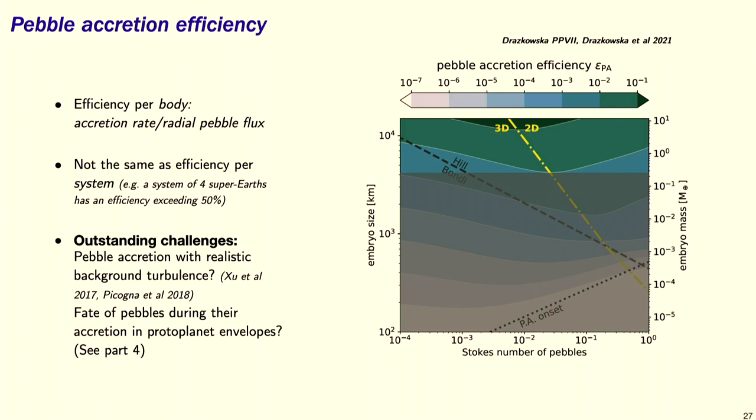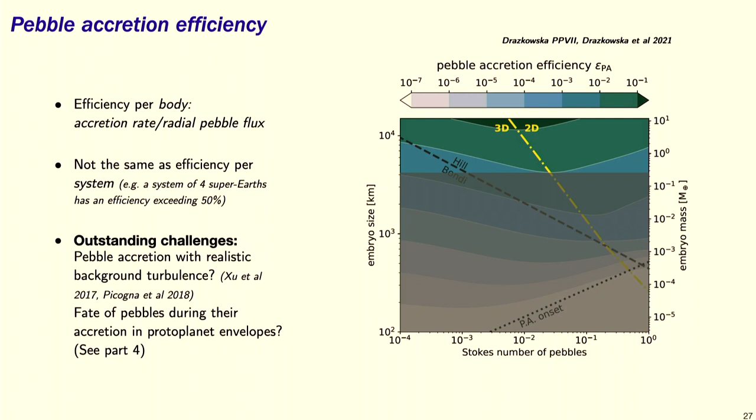Then I want to say one note about pebble accretion efficiency. If you go up into the regime where we form Earth mass and larger planets, the pebble accretion efficiency is around a few percent up to approximately 10%. So that's the efficiency per body. That's not very high. Most of the pebbles that cross the orbit of a planet just drift inwards. Still, one has to be a bit careful, because it's not the same as the efficiency per system. If one thinks about the solar system with multiple giant planets, you easily reach efficiencies of about 50%. So I would argue that typically systems are not pebble starved, but do actually convert a lot of pebbles into planets.